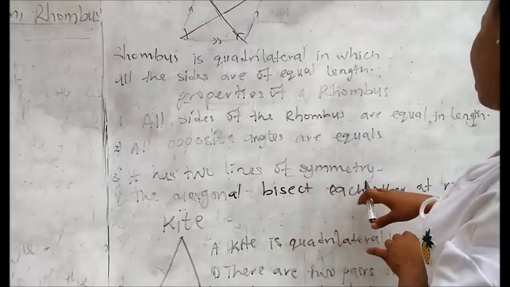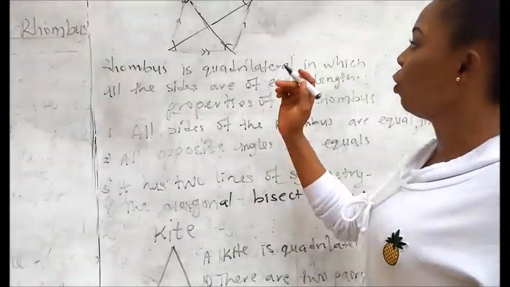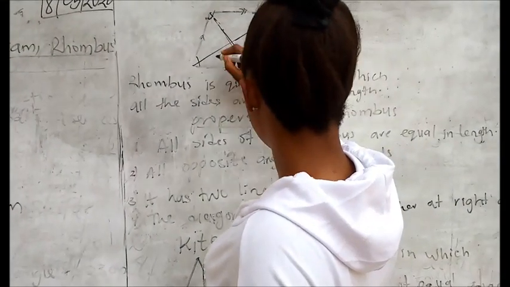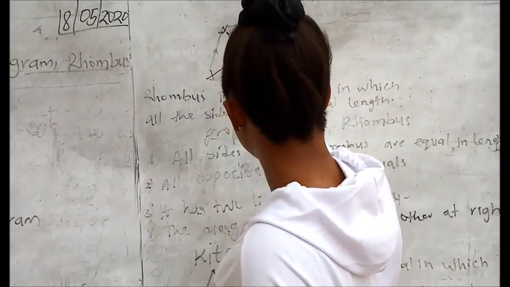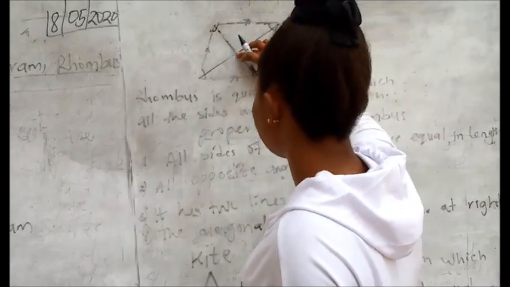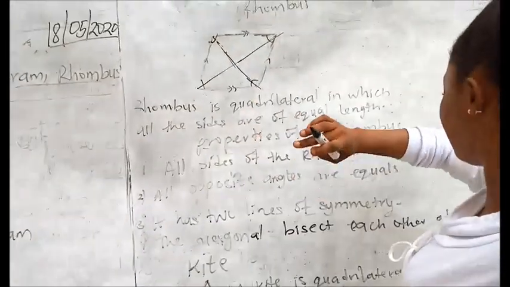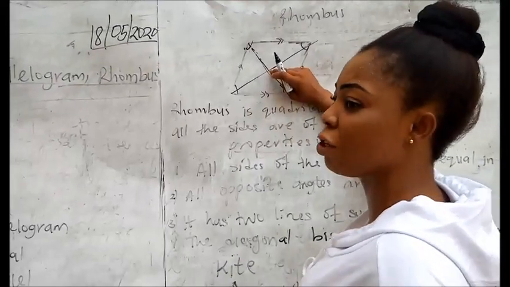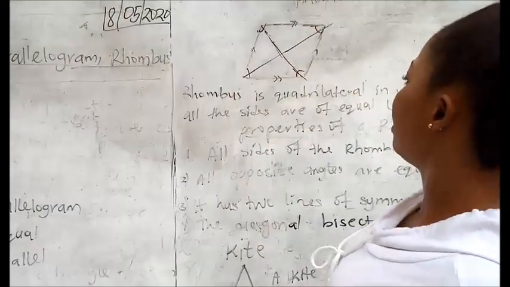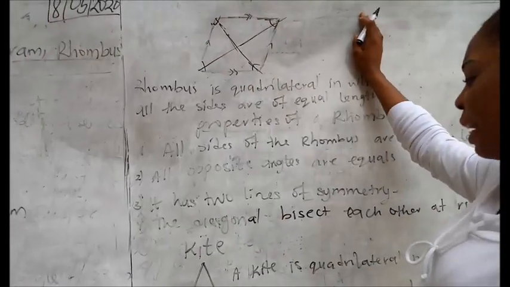The diagonals bisect each other at right angles. Look at the diagonal line now, and this is the place where they bisect each other. Now when you look at where they bisect each other, you see that they bisect each other at what? Right angle. Now the last one that we have here is the kite.